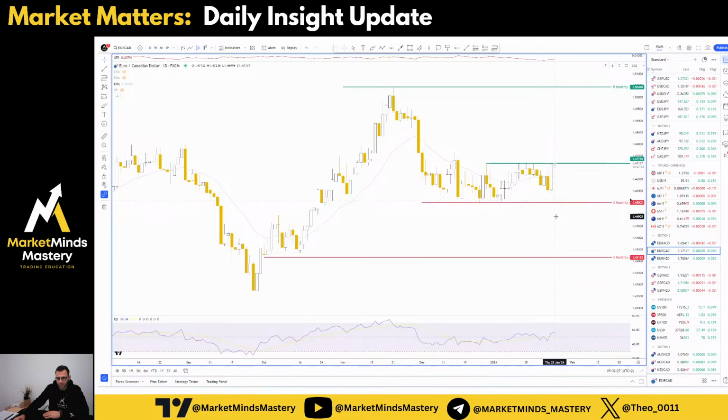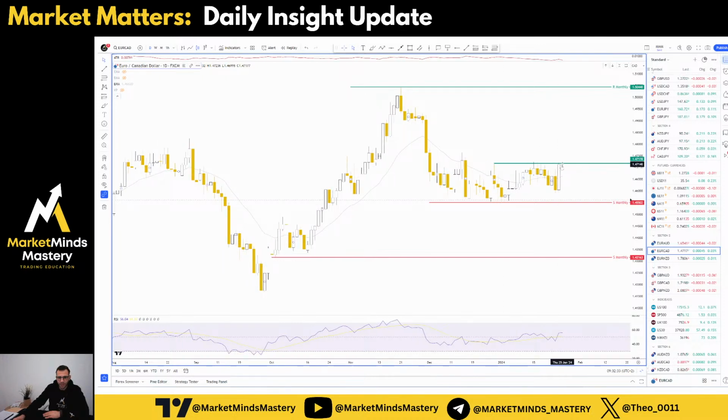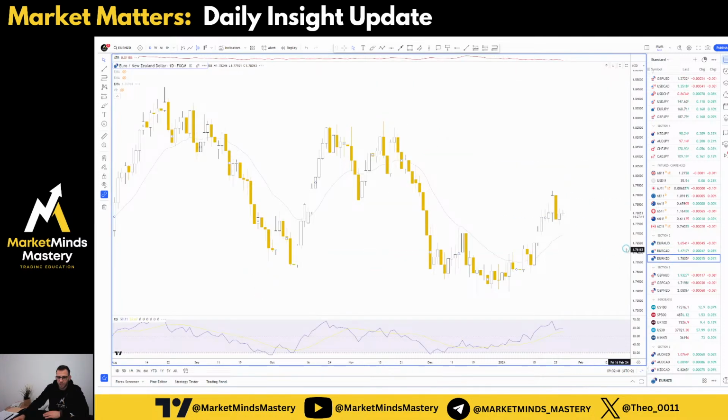Euro CAD, neither this one, either. Break to the upside, break above this area, or break below. Break above here or break below there, then I will be looking to trade.